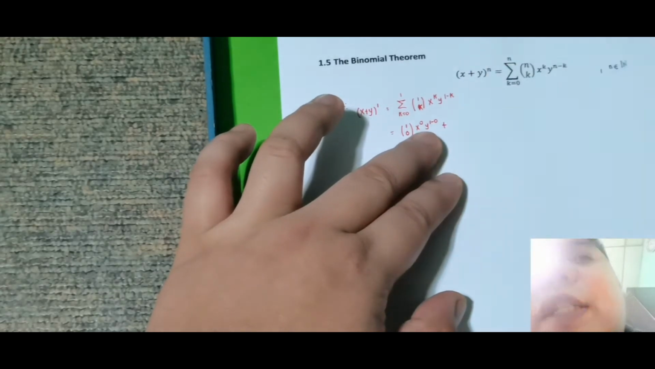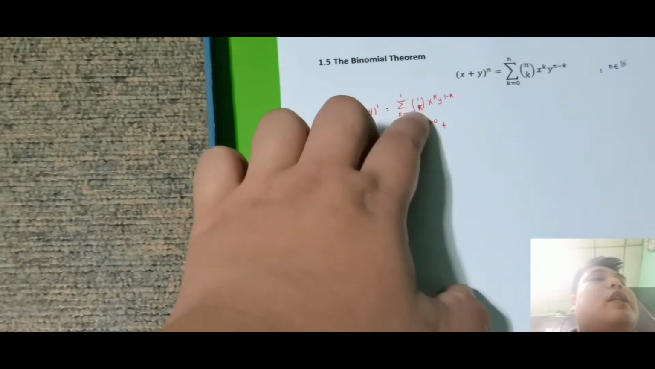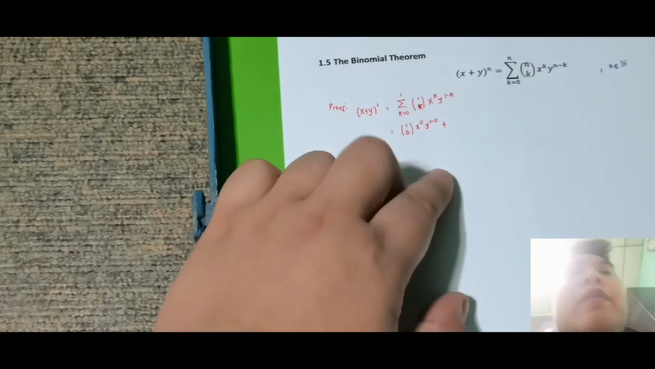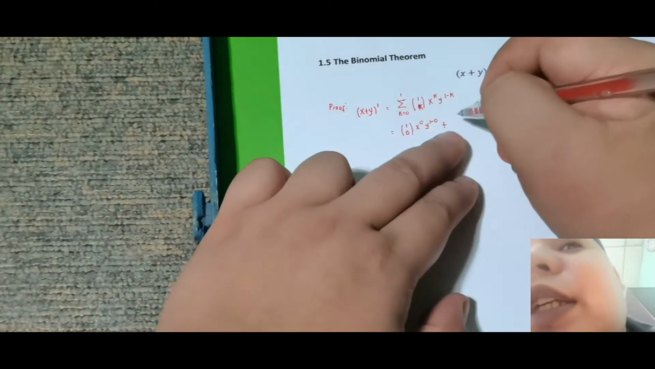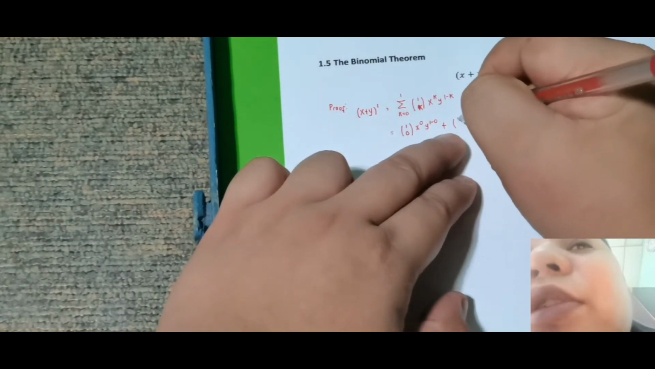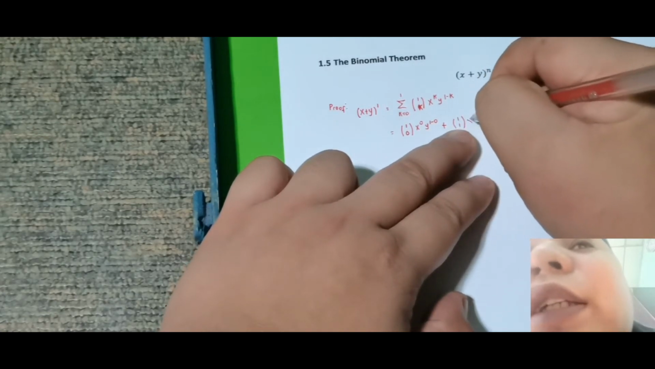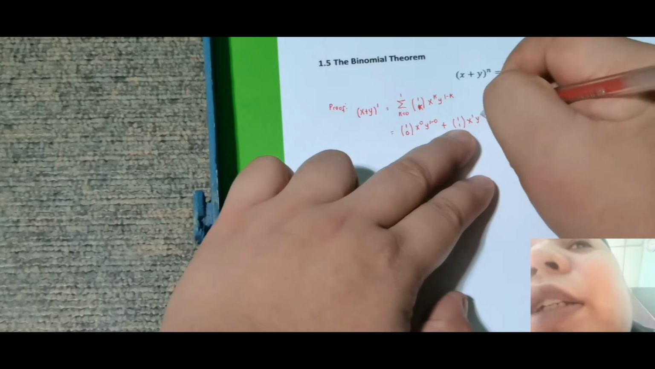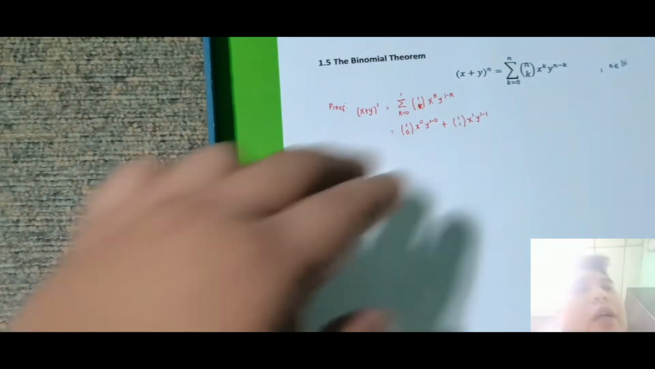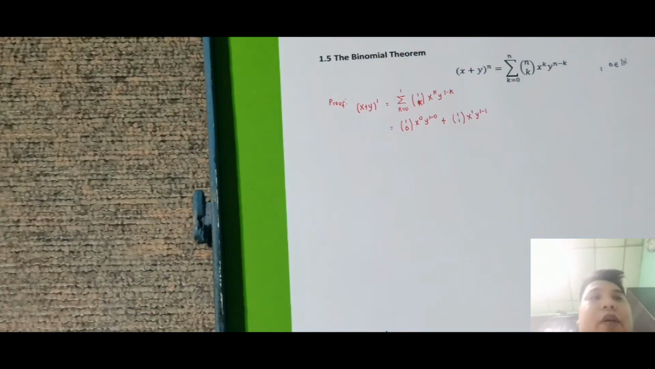Then plus, kasi meron pa tayong isa, that is 1 taken 1, kasi up to 1 yung ating index. So this is 1 taken 1. So pasok pa naman tayo dun. 1 taken 1, then this is x raised to 1, then y raised to 1 minus 1. Okay, so ang obvious, 1 taken 0 is 1, then 1 taken 1 is just 1.